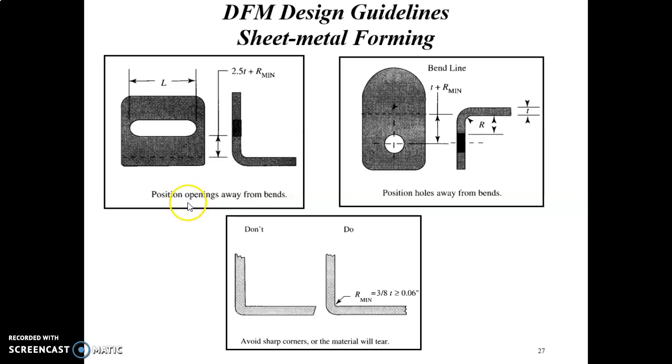For this, it is the position of the opening away from the bend. So this is the line that you are going to bend this metal. Okay, and here is the thickness. So the thickness of the bend must be equal to the thickness of the material. Right?